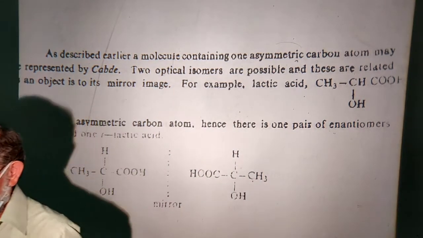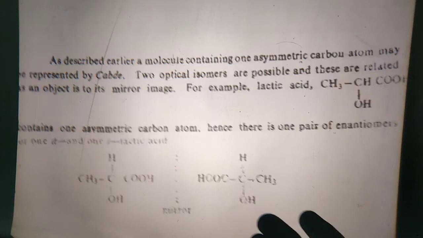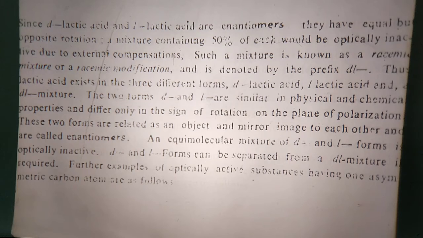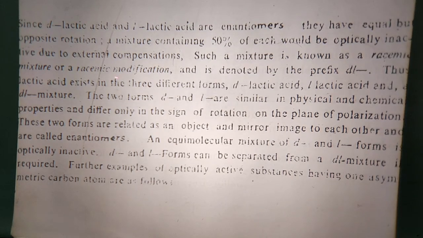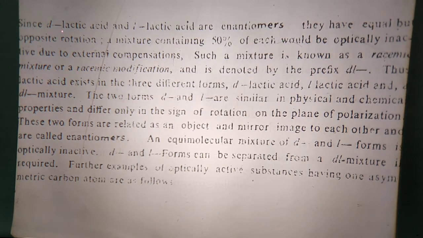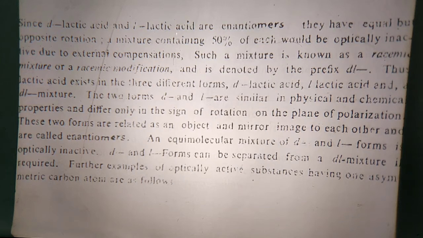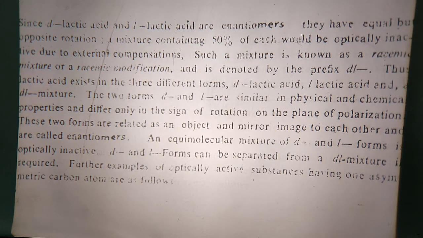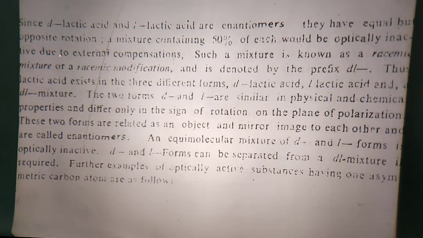Now you can see, since D lactic acid and L lactic acid are enantiomers, they have equal but opposite rotation. A mixture containing 50% each would be optically inactive due to external compensation.